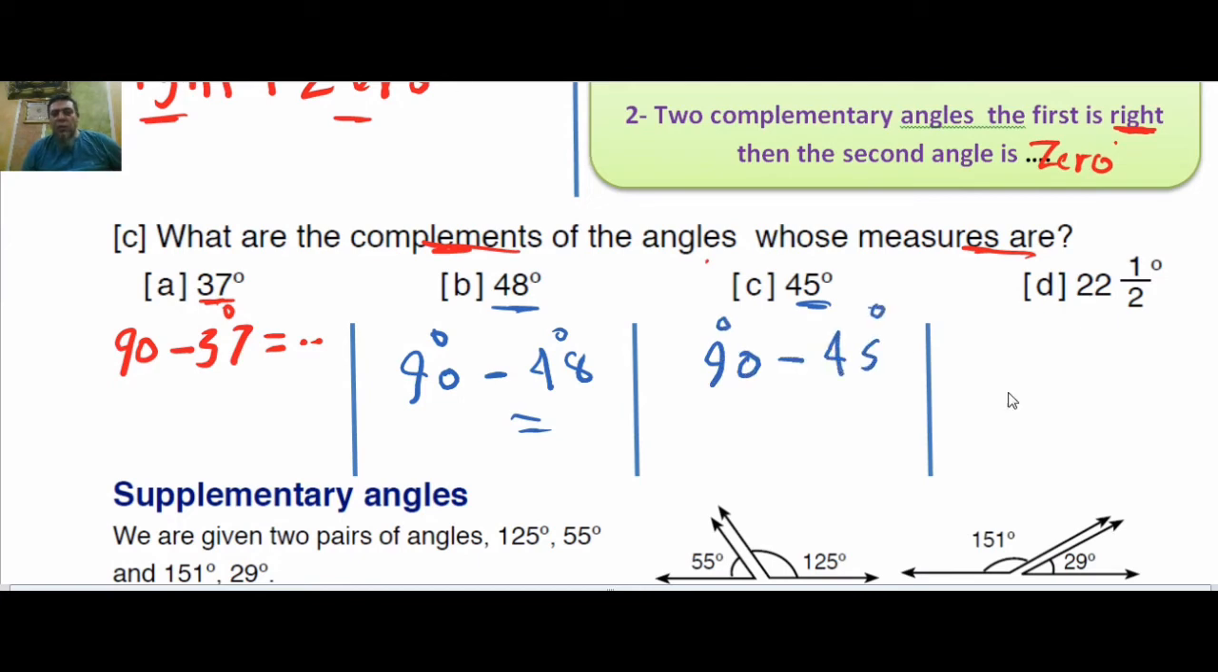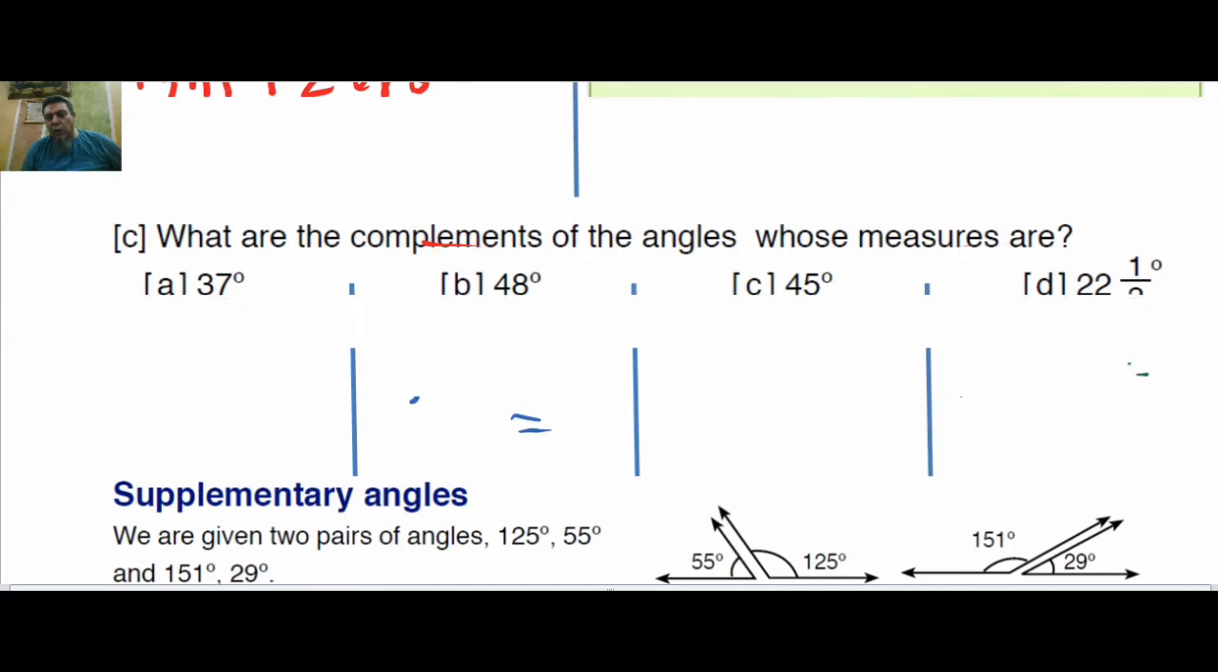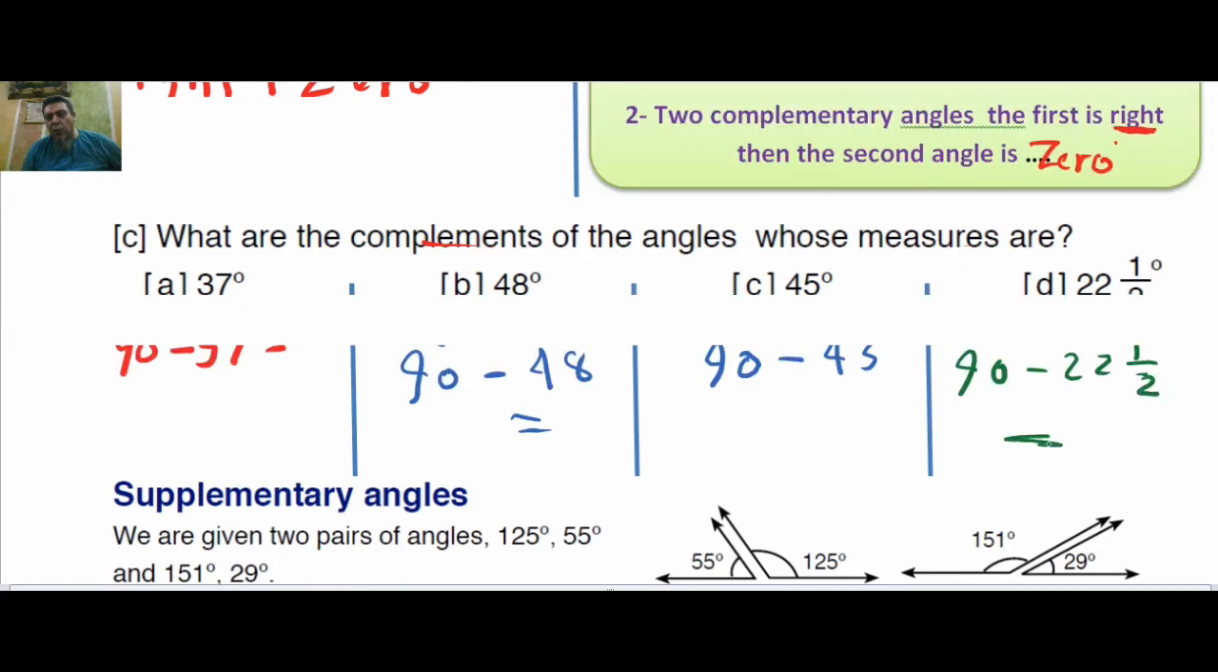The complement of the angle 22 and a half equals 90 minus 22 and a half. This is the complementary angles.